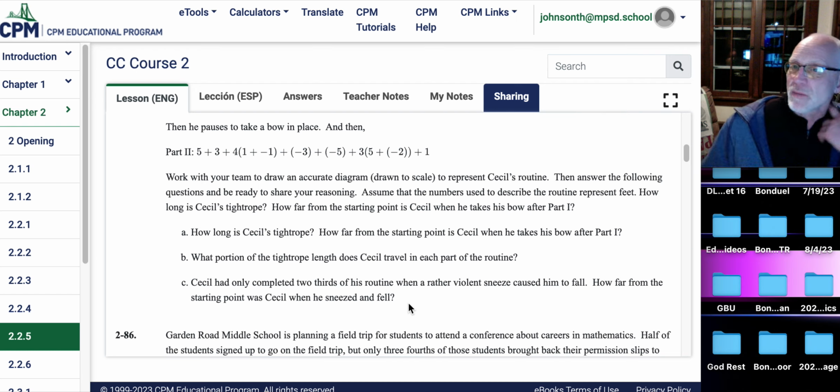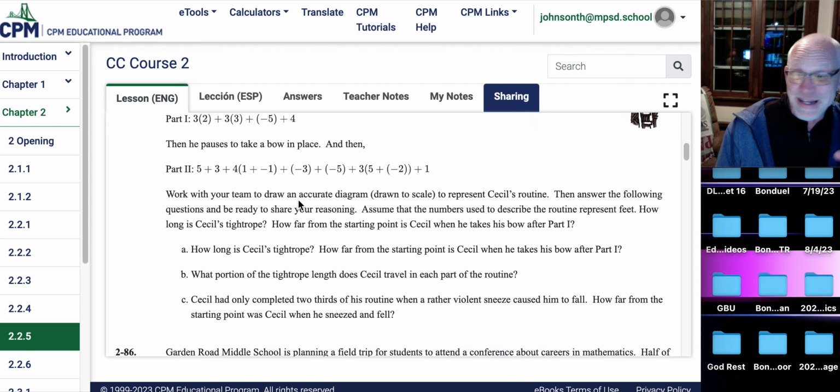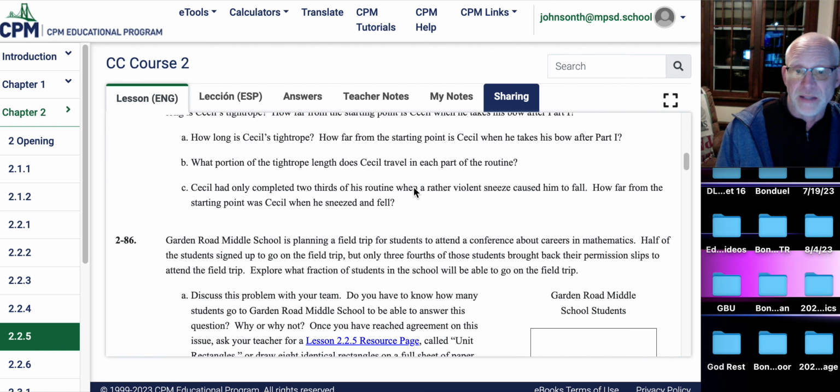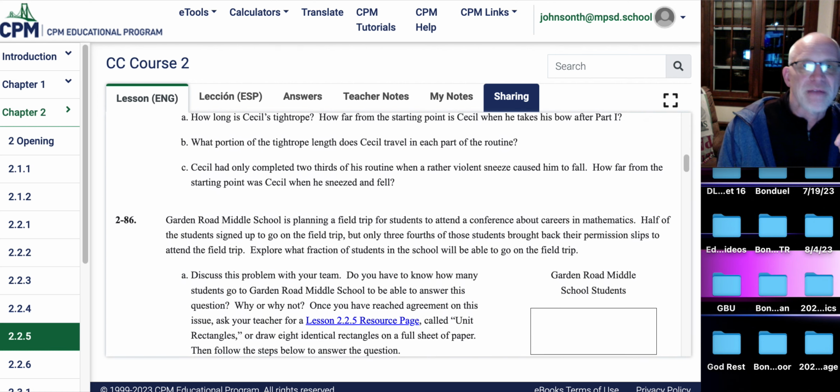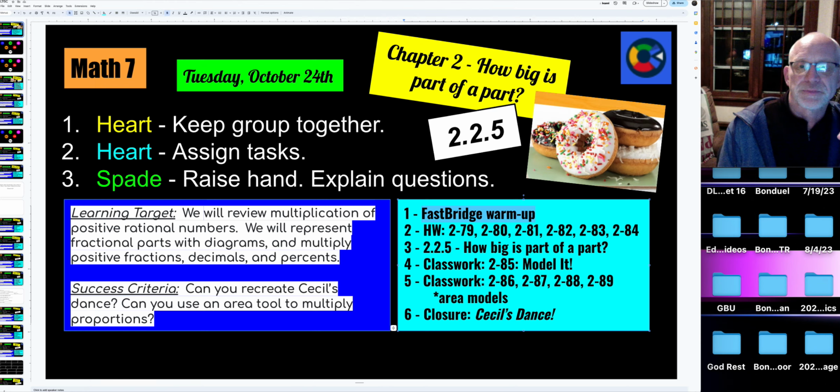So we're going to be working with those in your group, and then we're going to come back together and share some of our ideas about this. Then at the end of the class, we're going to have groups model that actual dance. If we get that far, we're going to go on to 286. And then on 286, what we want to do is create an area model. So the first thing we want to do for success criteria is, can you recreate Cecil's dance? Then the second is, can you use an area model to multiply proportions?